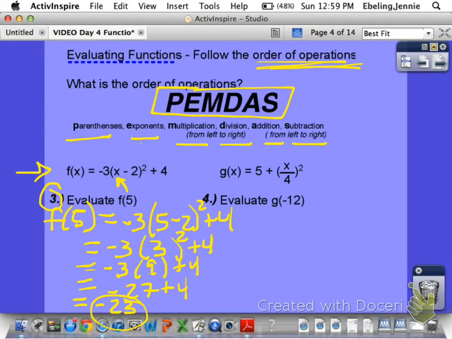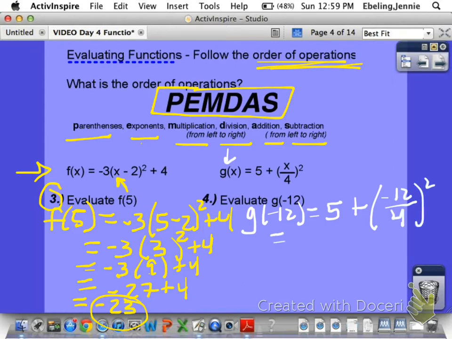Let's take a look at number 4. On number 4, we want to evaluate the g function, so I'm using this g function here. So I have g of negative 12. Since negative 12 is in the parentheses, it is replacing the x value wherever the x is. So on the right-hand side, I have 5 plus negative 12 divided by 4, squared.